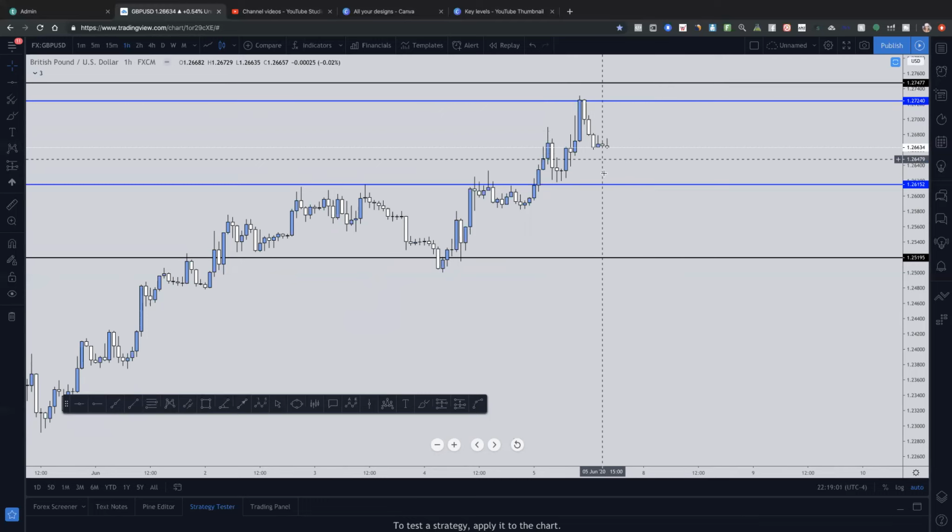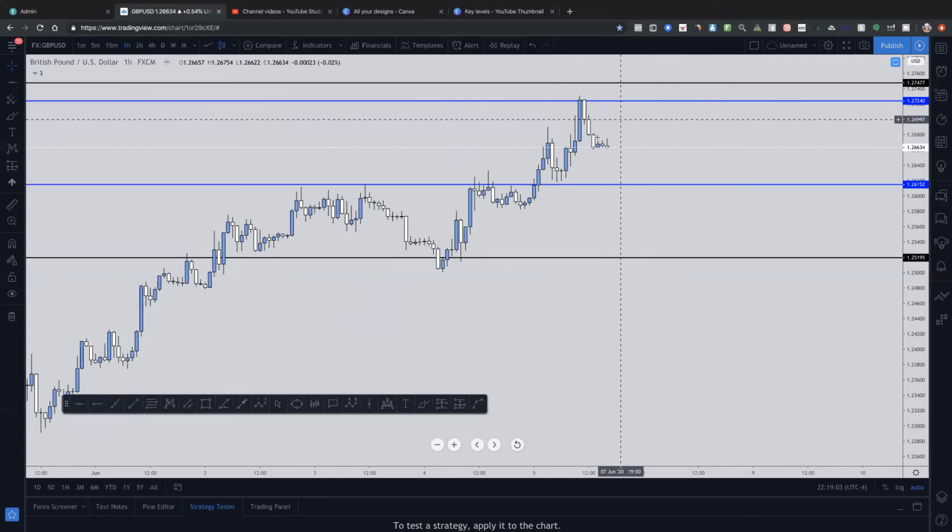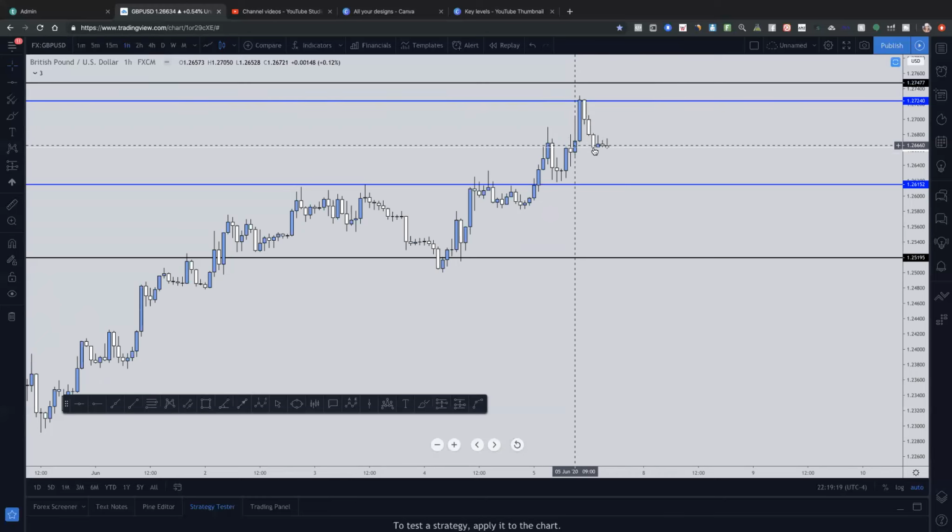Where it would go, we typically like to look at market structure. So you want it to at least make a high that's the same as this, but the goal is for it to make a higher high to confirm the continuation of the buy. If it's unable to make the higher high, then we may be looking at a possible reversal in the trend. Okay, so that's how you would do that.